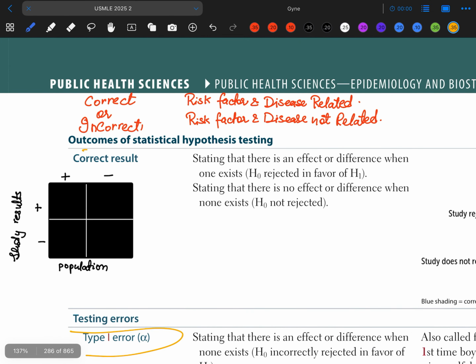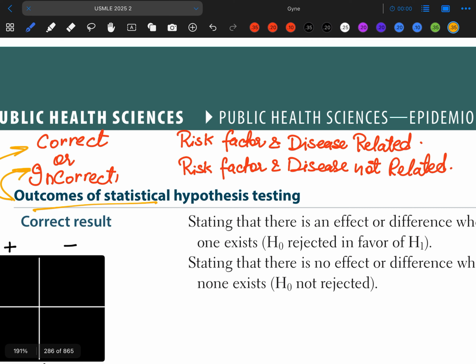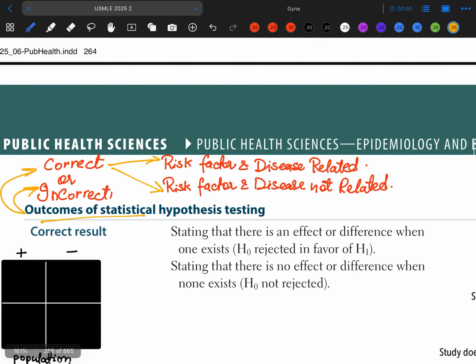When looking at outcomes, you can end up with essentially two results. Either you're correct or you're incorrect. And if we look further at correct results, these mostly occur in two ways. The first way, you state there's an effect, a relationship between a risk factor and a disease, and you're right. The second way is you say there's no relationship, and again, you're right. Simple, right? But let's explore that more deeply using null and alternative hypotheses.